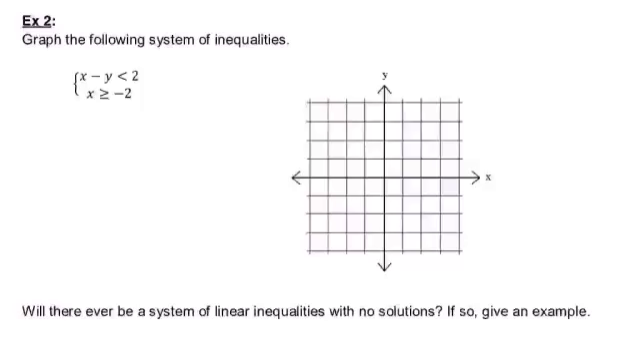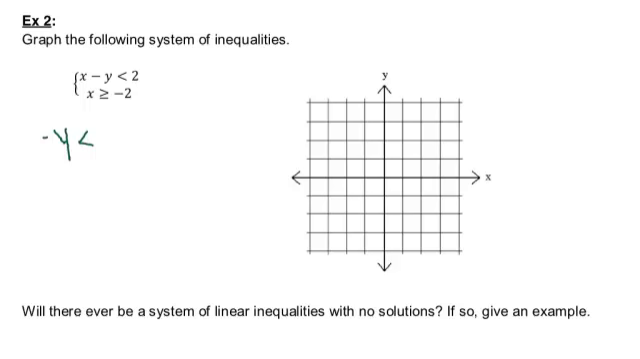Let's look at another example. The two inequalities that we have here are x minus y is less than 2, and x is greater than or equal to -2. So for the first equation, let's first change it to slope-intercept form. So first let's subtract x, so we get -y is less than -x plus 2.